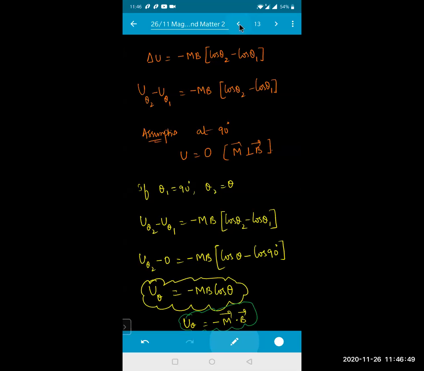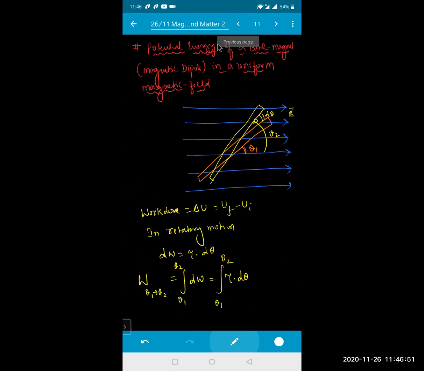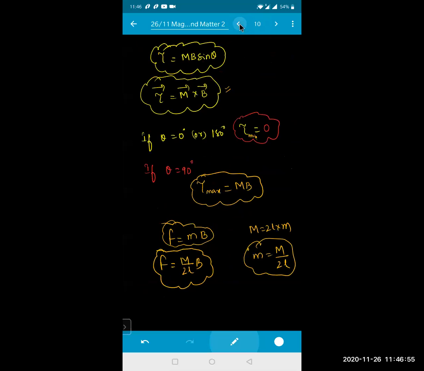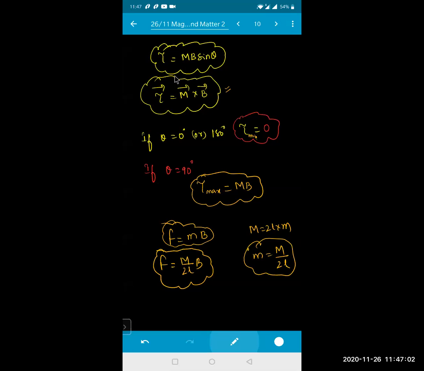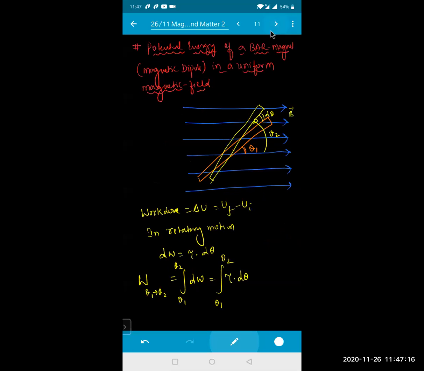See, let us revise torque acting on the bar magnet. We calculated the potential energy of a bar magnet in a uniform magnetic field, and then we also calculated the torque. So the torque acting on any bar magnet in a uniform magnetic field is given by the formula tau is equal to mB sin theta, as it is a cross product, M bar cross B bar. If theta is 0 or 180 degrees, tau is minimum. If theta is 90 degrees, tau will become maximum. Force can be written in terms of magnetic moment as m by 2l into capital B.